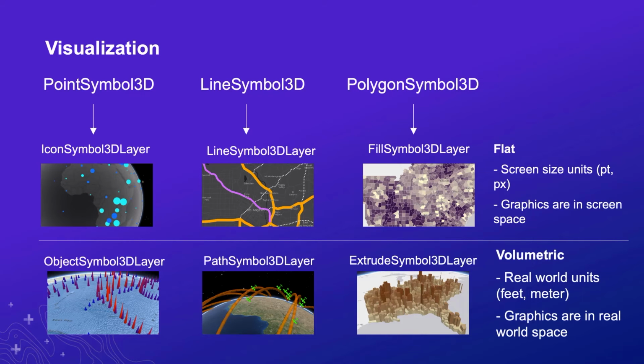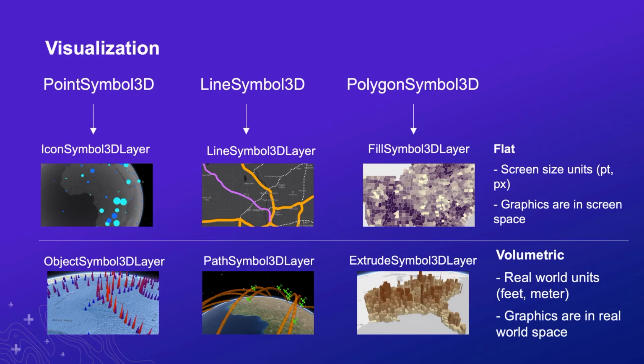And you can also have volumetric symbology. This time, the values are expressed in real-world units, like feet and meters, for example. And the graphics are in real-world space. So basically, as you zoom in and out, they will become smaller or larger. So let's take, for example, the icon symbol 3D layer example. These are basically just icons. They always keep their 10 pixel size or whatever you set them to. Whereas if you set objects like a cone or a cylinder, their sizes will be expressed in meters. So as you zoom in and out, they will become smaller or larger.